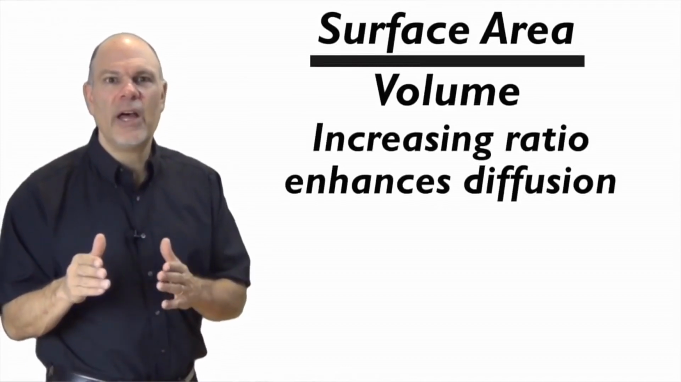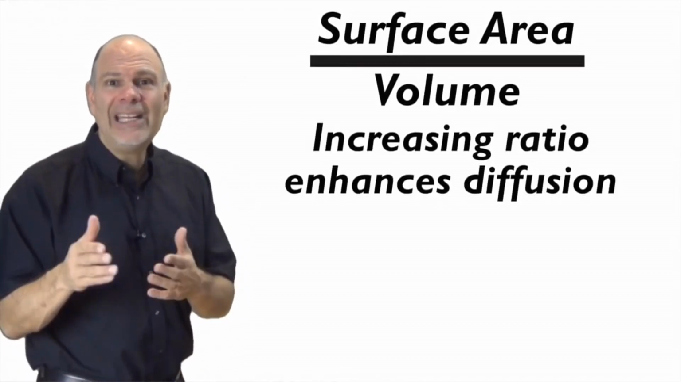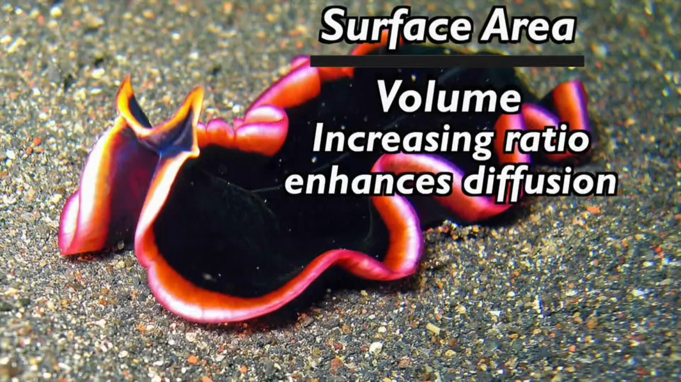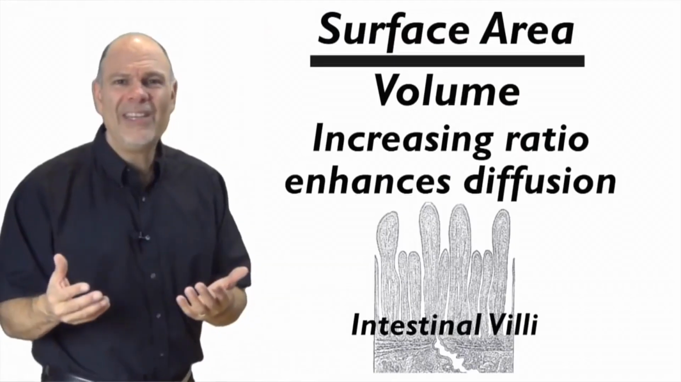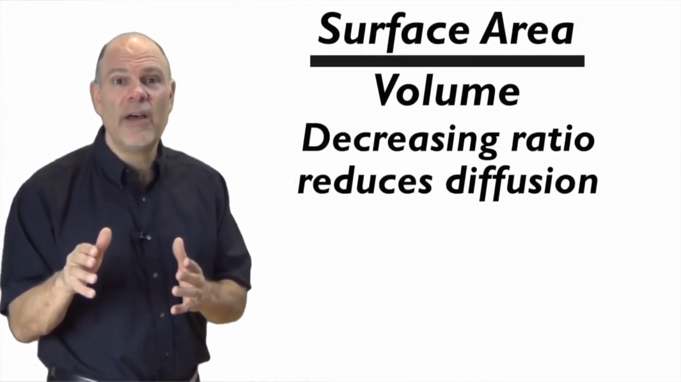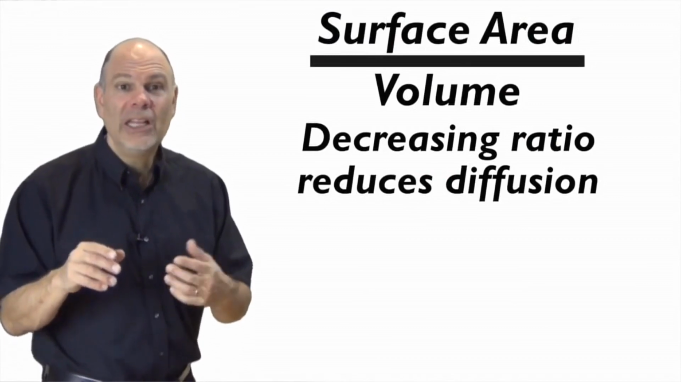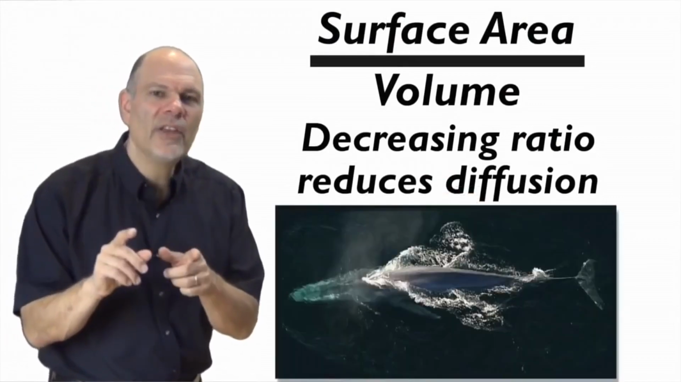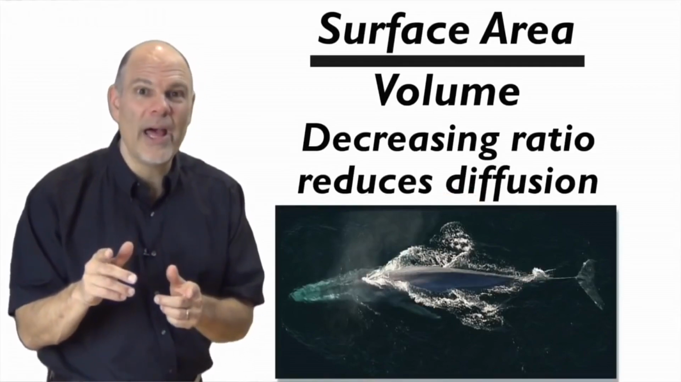We've seen in this video how important surface area to volume ratios are, how increasing the ratio of surface area to volume makes diffusion easier, leading to adaptations like big ears in elephants or the flat shape of flatworms and wavy tissues. We've also seen how decreasing the ratio of surface area to volume makes diffusion harder, leading to adaptations like folded arms against our body or evolving to great size if you're a whale.